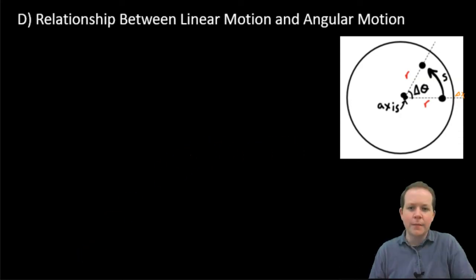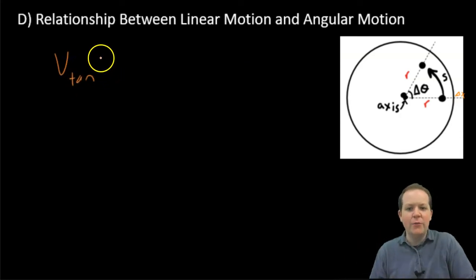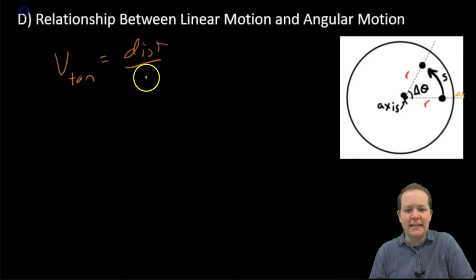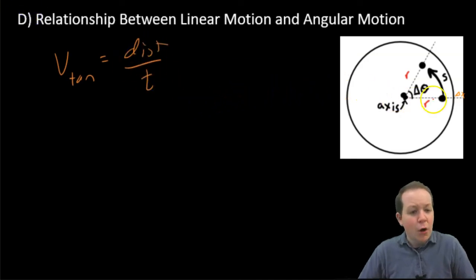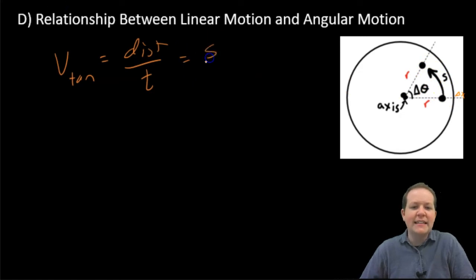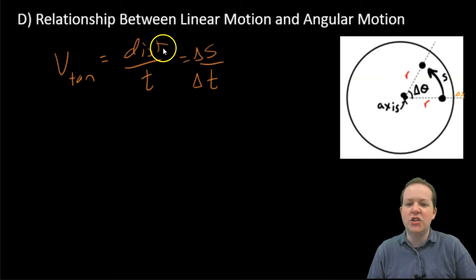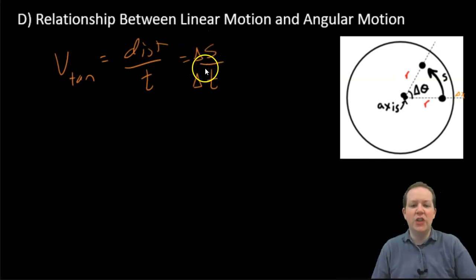Now, it turns out you can actually go from one version, angular motion, to our original translational motion. Let's see how to do that. Our regular equation for velocity, and I'm going to put tangential just to imply that it's the linear version, we know that's just distance divided by time. Well, if I look again at this coin on the platform, what's the distance it travels? Remember, it's this arc length, what they call s. So that's s divided by t, or technically, it's the change in position divided by the change in time.